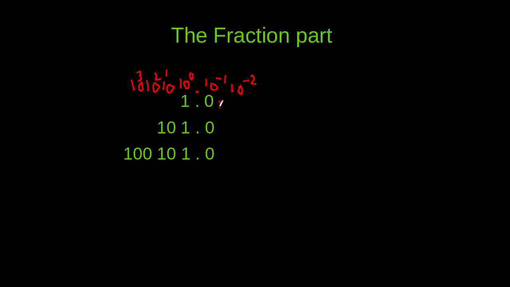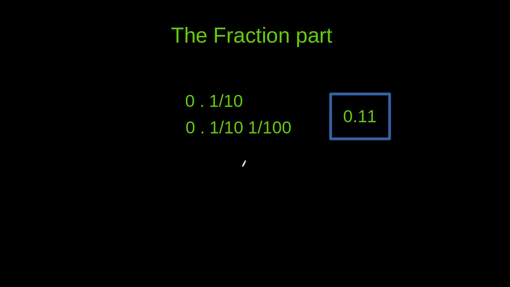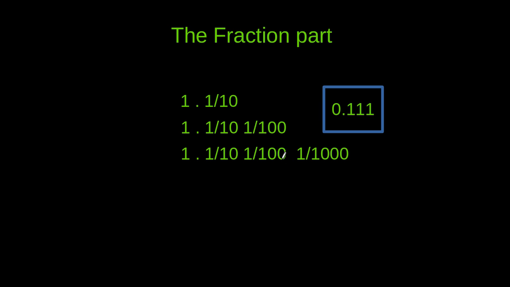So if this was 1 over 10, which was 0.1, 10 to the power minus 2 equals what? 1 over 10 to the power 2, which equals 1 over 100. And what about 10 to the power minus 3? It equals 1 over 10 to the power 3, which equals 1 over 1,000.